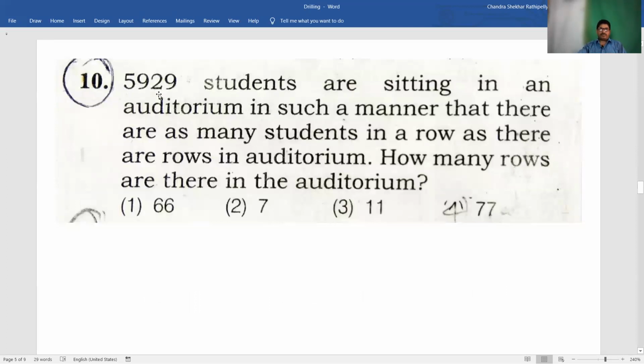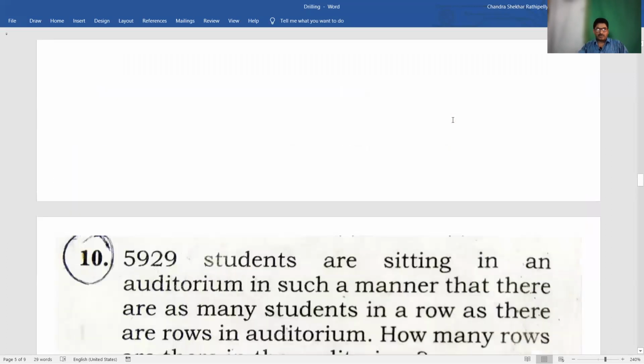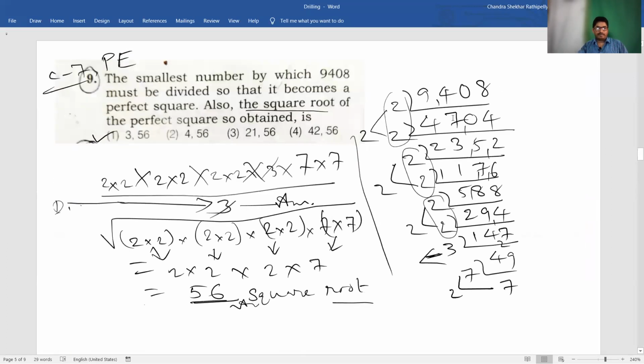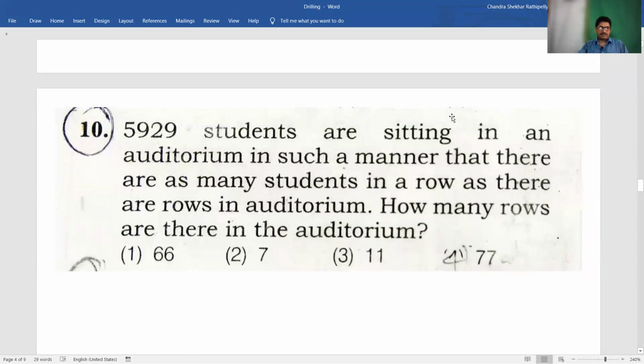Question number 10, chapter 7, practice exercise. 5,929 students are sitting in an auditorium in such a manner that there are as many students in a row as there are rows in the auditorium. How many rows are there in the auditorium?